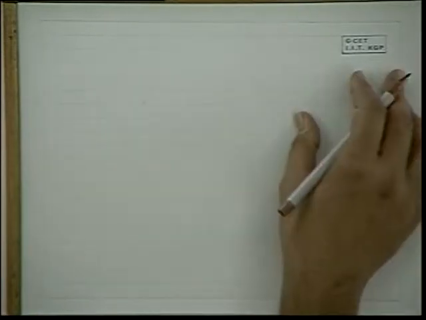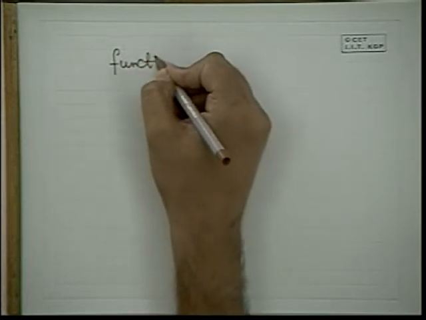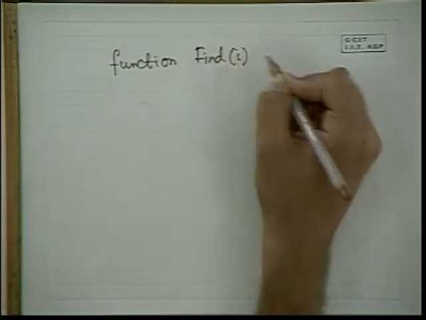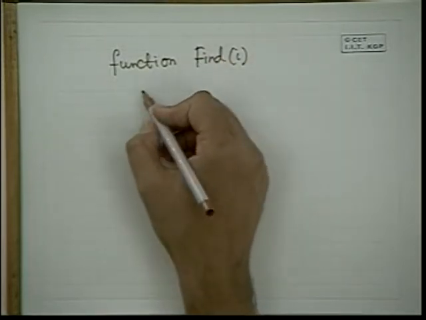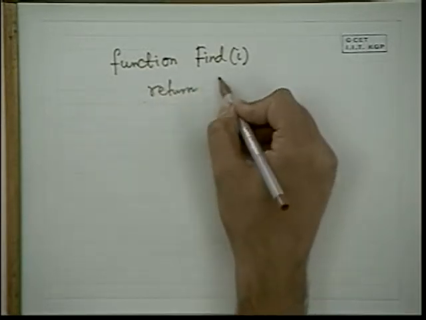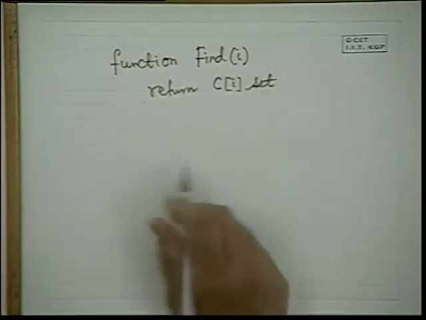Okay. So let me see. How do we write this function? Function find(i). This is very easy. What should be the code for this? Return Ci.set. That's it. That is your function for find. Just look at the index which is stored in C of i with the field set. That will give you the set name basically.